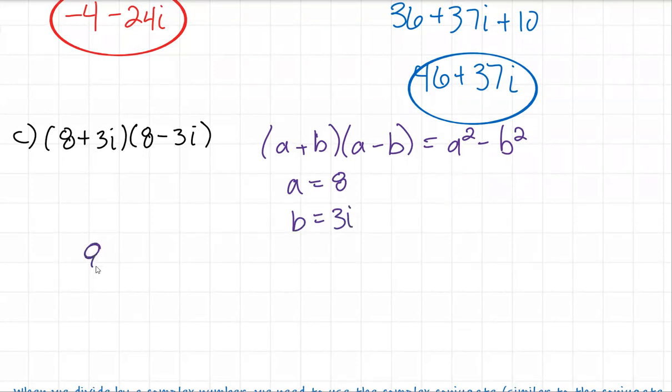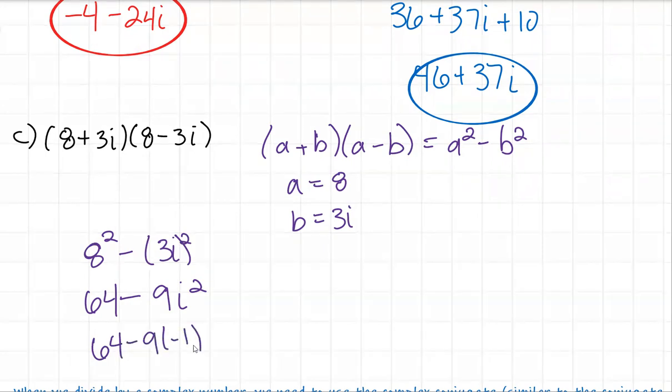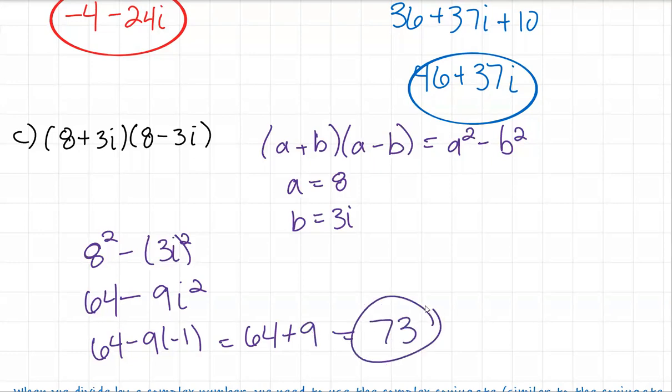I can write 8 squared minus 3i squared in parentheses, right? We're squaring that entire thing. So then we get 64 minus, what's our 3i squared? That's going to be 9, 3 squared, i squared. But then again, remember, I can change this i squared to a negative 1. So this becomes 64 minus 9 times negative 1, which is 64 plus 9. When we add that, we get 73.